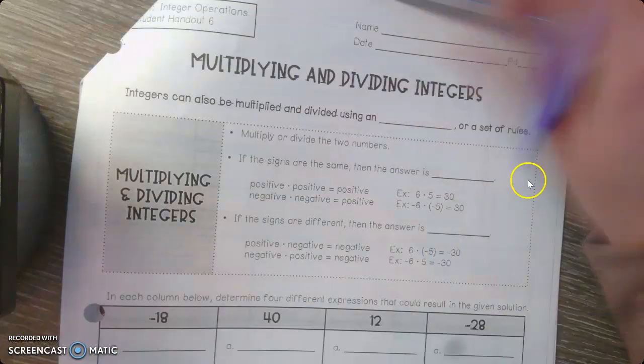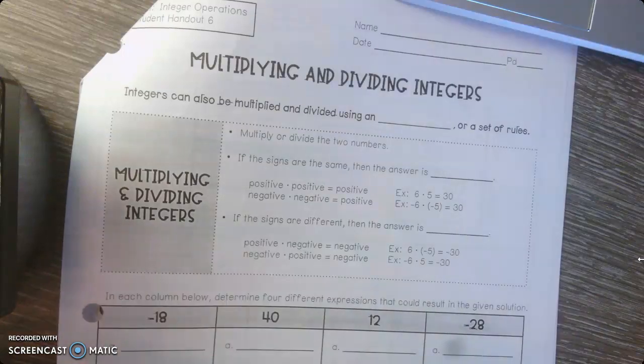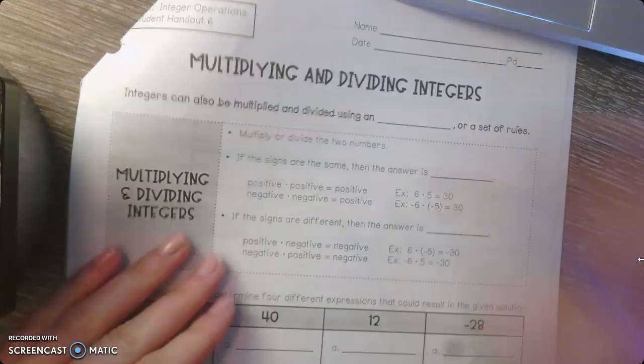Alright, hey 6th grade. Today we're going to be multiplying and dividing integers again. We're going to be reviewing some stuff we learned yesterday using models, but today we're going to be using an algorithm. So, make sure you're on handout page 6. If not, pause the video and get there in your note sheet. Okay, we're going to fill this in.